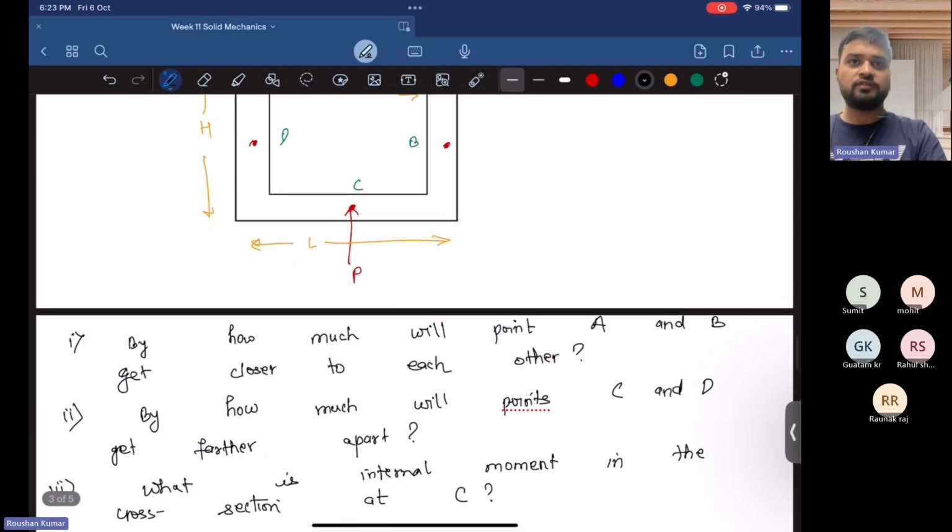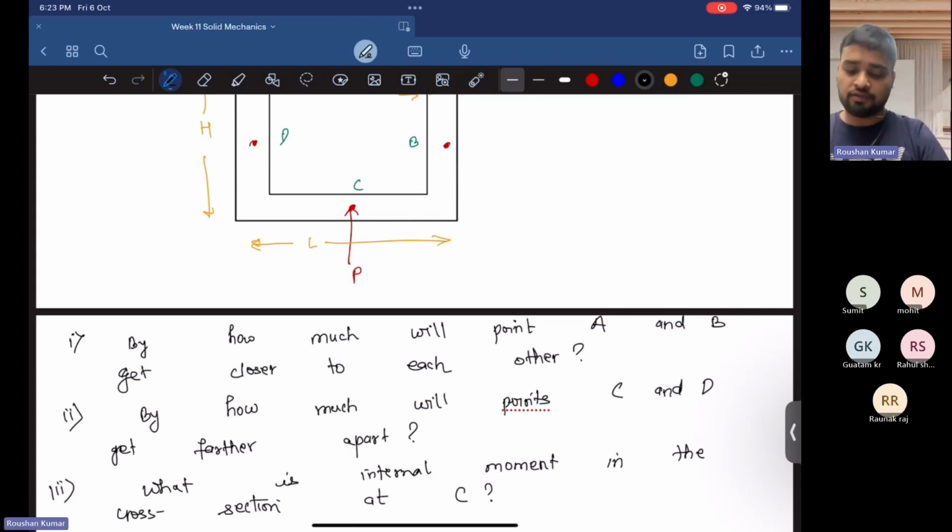So the first part of this question is, by how much will points A and B get closer to each other? And the second part of this question is, by how much will points C and D get farther apart? What is the internal moment in the cross section at C? So suppose we have basically a square type beam, and we are pressing from both sides. So what happened actually? The opposite sides, these two sides, will get apart, and the upper two sides will get compressed.